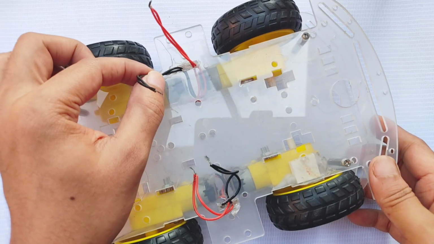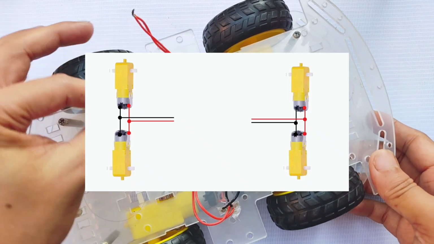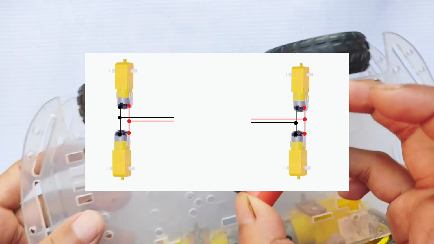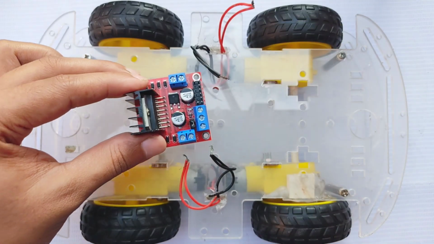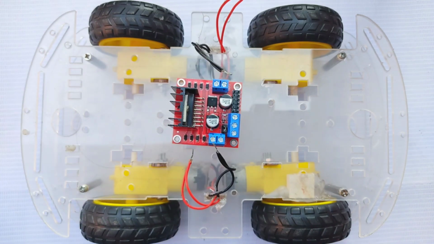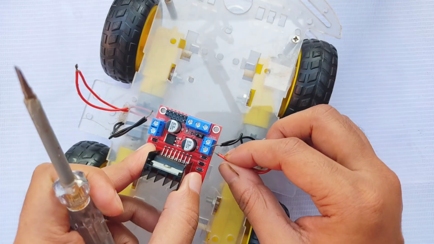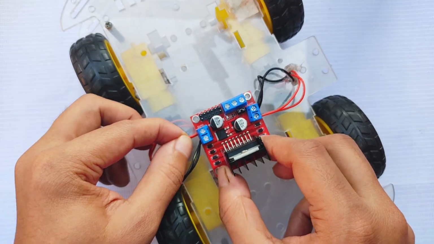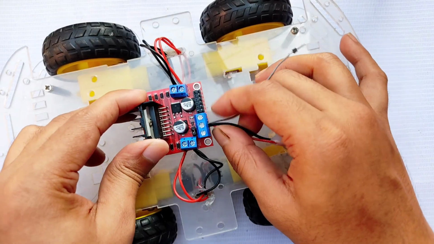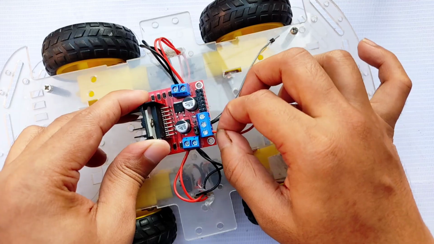First, connect both the left and right motors in parallel so that they rotate in the same direction when powered. Mount the L298N motor driver onto the chassis and connect the motor wires to the driver's output terminals. Next, a T connector is attached to the motor driver's power input terminal.